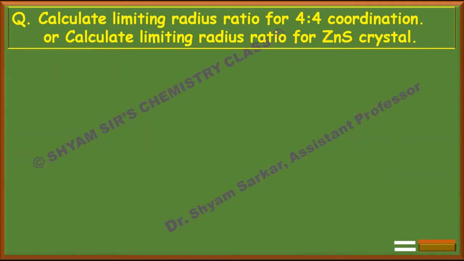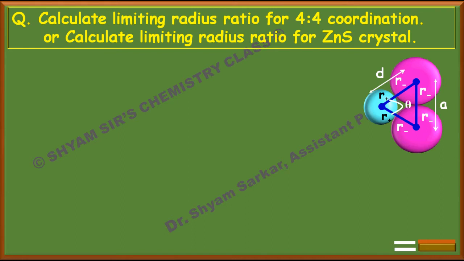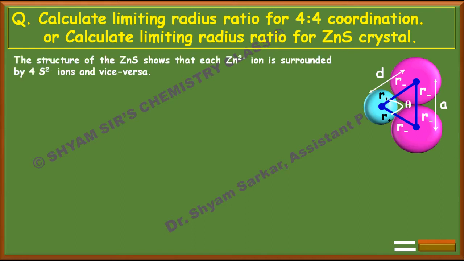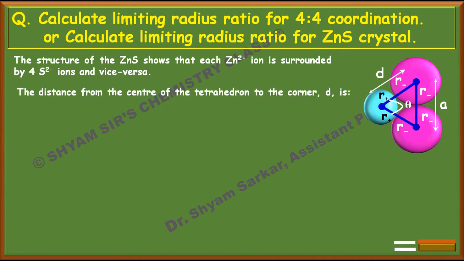Okay, so next we will solve the similar kind of limiting radius ratio calculation for 4 coordination number, that is the type of ZnS crystal structure. Okay, that means tetrahedral. Here in this structure you can see the Zn2 plus ion is surrounded by 4 sulfide ions, and similarly 1 sulfide ion is surrounded by 4 zinc ions. Now this is a little bit different from the other two. Here see the calculation like this: the distance from the center of the tetrahedron to the corner d is represented simply as d equal to r plus plus r minus.